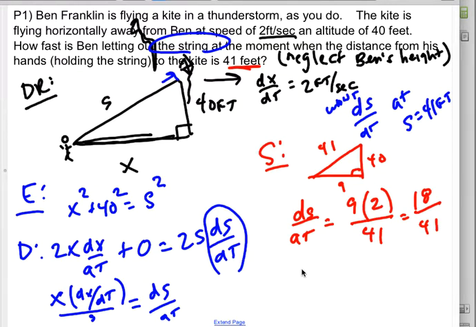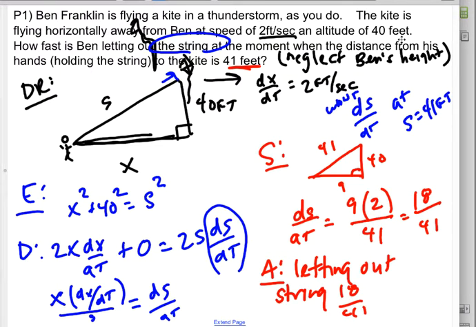So when I answer the question, he's letting out the string at a rate of 18 over 41 feet per second. Feet was my length measurement, and second was my time measurement. So I answered the question.